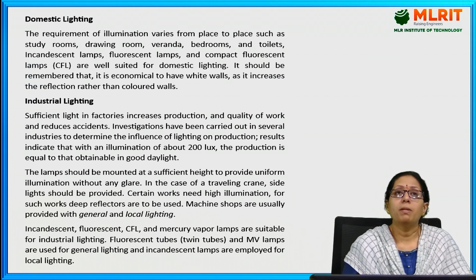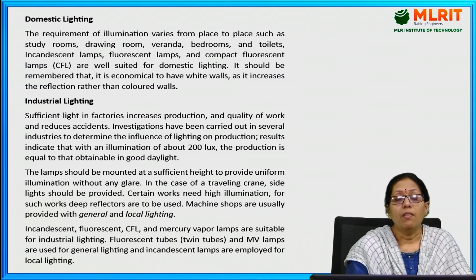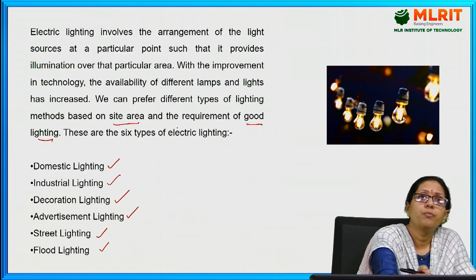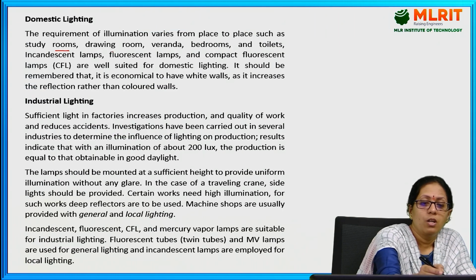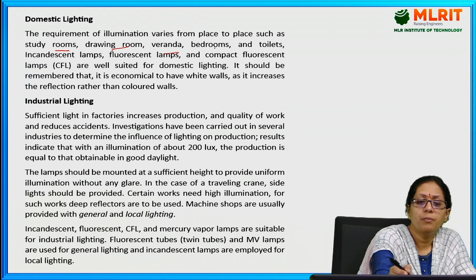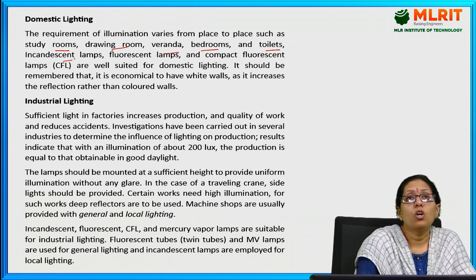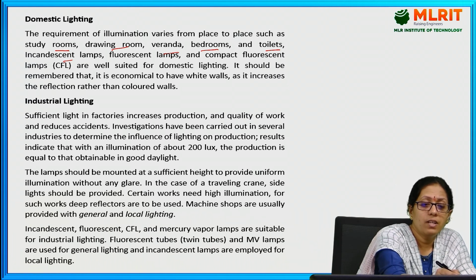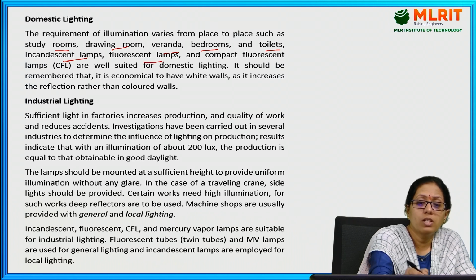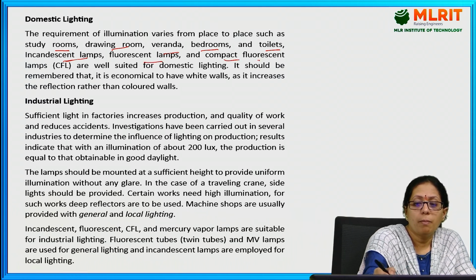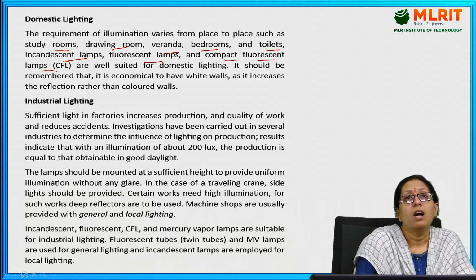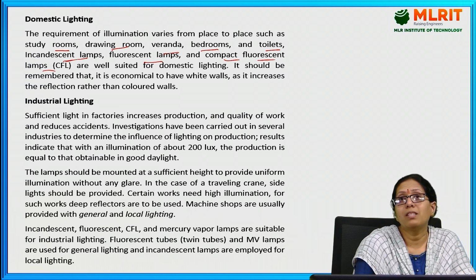First one, domestic lighting. What is domestic lighting? The requirement of illumination varies from place to place, such as study room, drawing room, veranda, bedrooms, and the other rooms also. So, based on the room, we will decide the lighting system. Here, incandescent lamps, fluorescent lamps, and compact fluorescent lamps, CFL lamps, are well suited for domestic lighting.